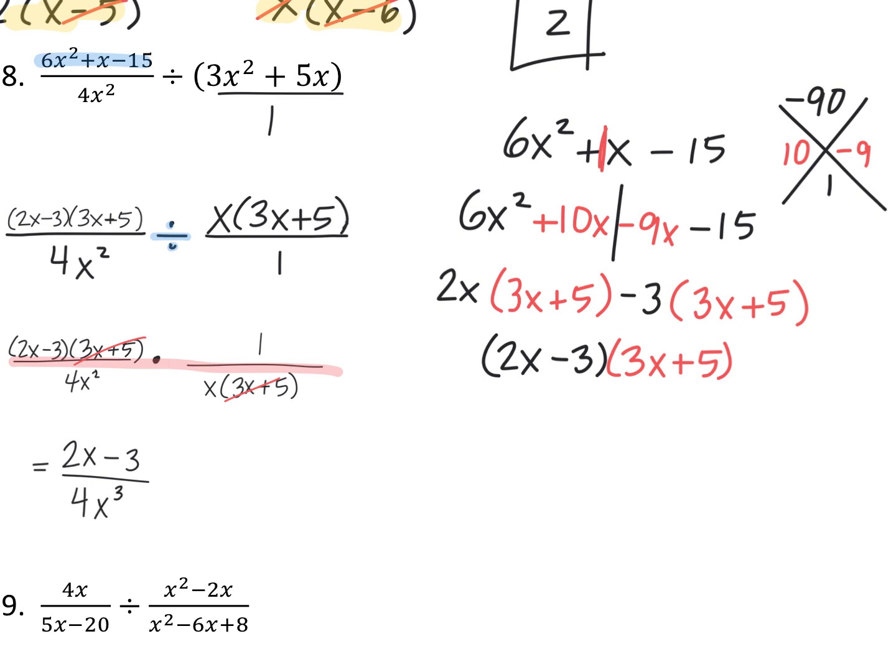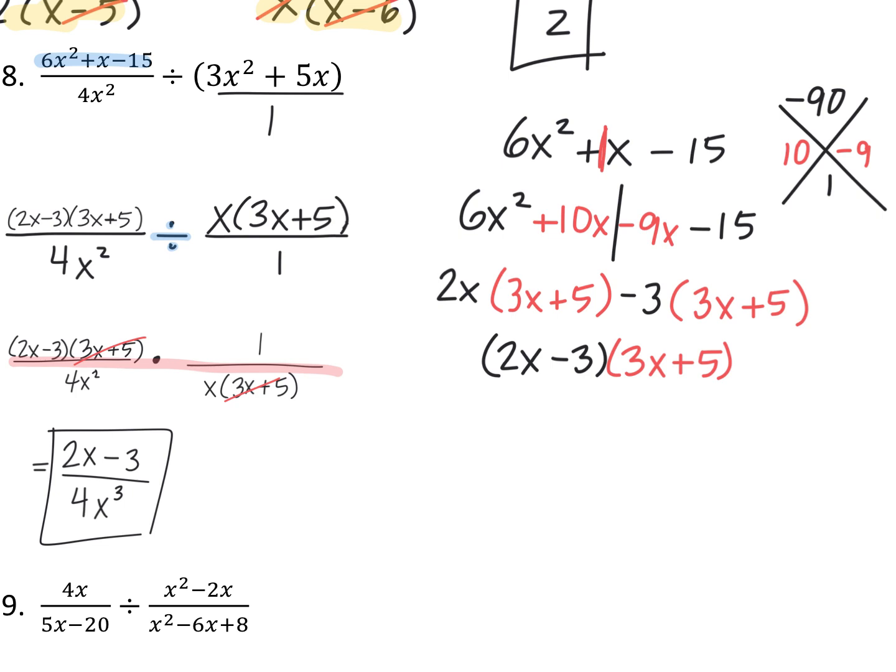4x to the third because you have 3 of them now. No, you cannot simplify 2 or 4. So you can't simplify this because of the minus 3. It's attached. You can't simplify an x here because there's a minus 3 attached. They're stuck together, so that's it.